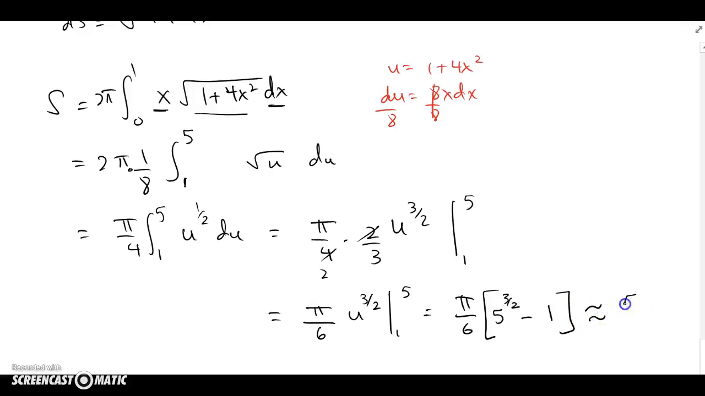And if needed to be approximated, approximately 5.33 square units is required to cover that shape. And again, as a double check, you might want to go into your TI and put that in from the beginning to make sure you get that.